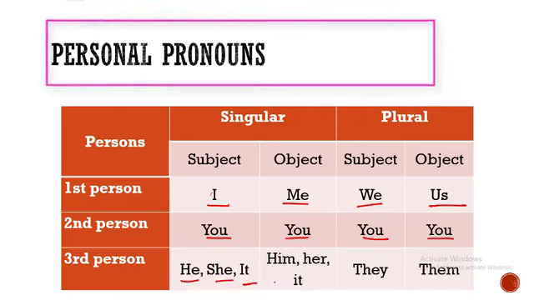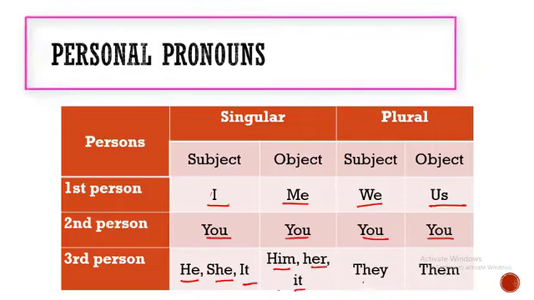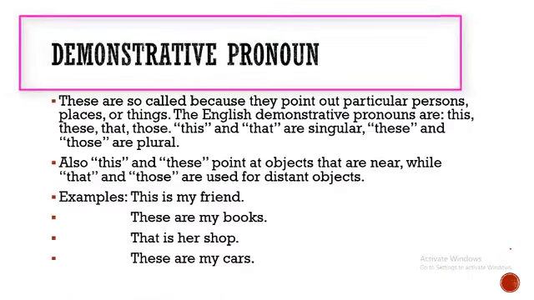Okay, in the singular form. Then in the object case, we have him, her, and what? It. But in the plural form, the third person is what? They. And in the object, it becomes what? Them. I believe you got that.